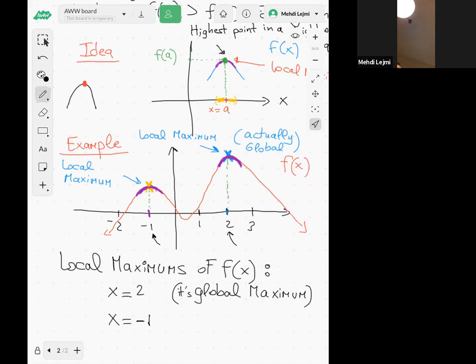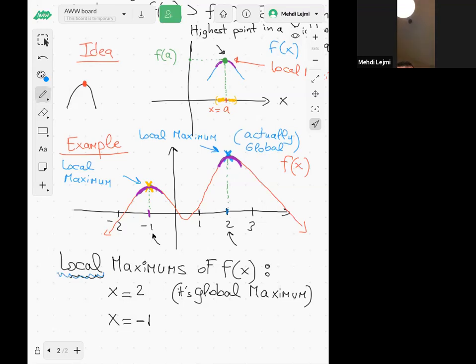So that's why we use this word local. It means it's a maximum, but not for the whole graph, just in a neighborhood of the point.